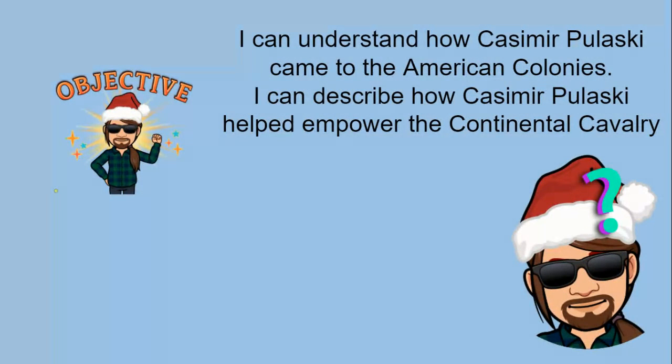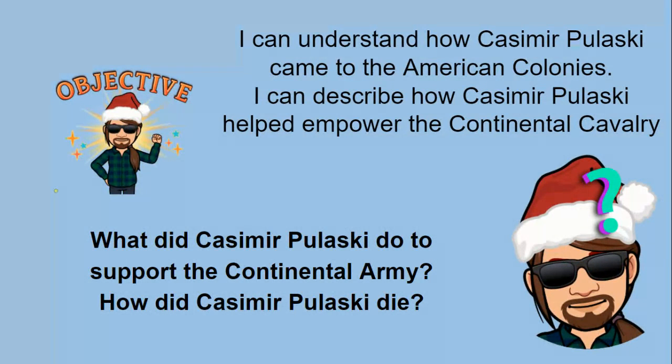The objective is I can understand how Casimir Pulaski came to the American colonies and how Casimir Pulaski helped empower the American cavalry. And so our essential questions are, what did Casimir Pulaski do to support the Continental Army? And how did Casimir Pulaski die?